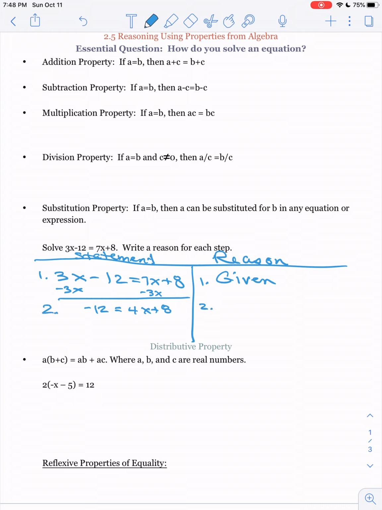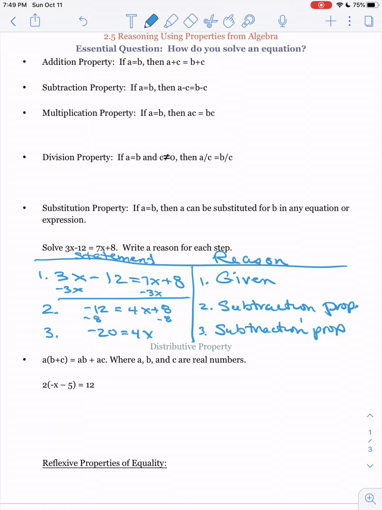And what allowed me to do that? That's that subtraction property. I'm just going to abbreviate, save some time there. Then we probably want to subtract 8 from each side, and we get negative 20 equals 4x. What allowed me to subtract 8 from each side? Again, that's called the subtraction property. And last step, we would divide both sides by 4, and we would get x equals negative 5. What we did is we divided, so we'd say that was the division property.